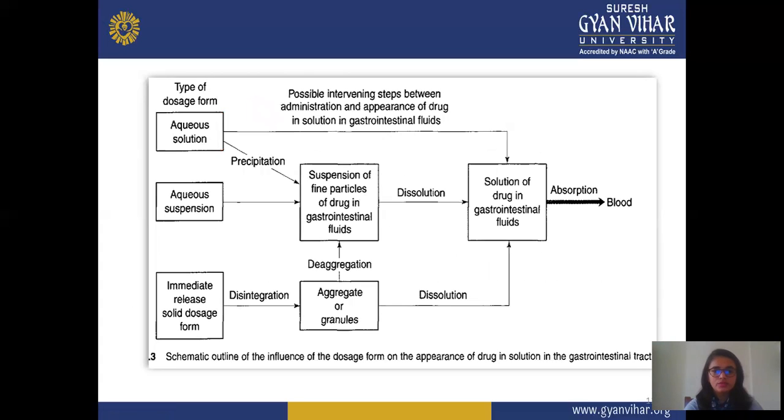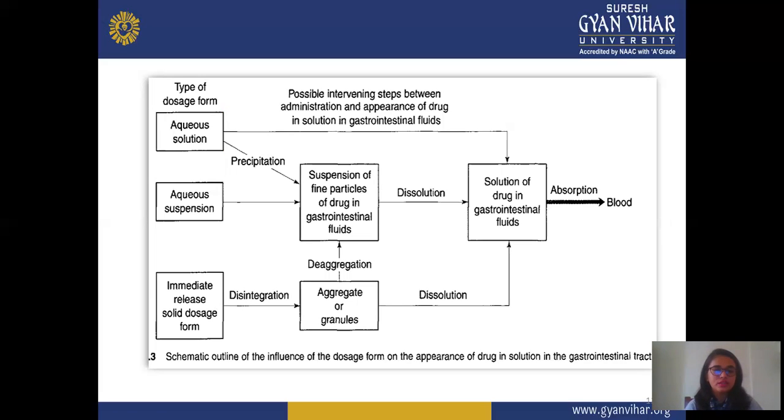Next is a flow chart. In this flow chart, you should know about the influence of dosage form on the appearance of the drug solution in the GI tract, and how it affects the GI tract. There is a dosage form in aqueous solution, where precipitation takes place, and lastly immediate release in solid dosage form, where disintegration takes place. Not only in aqueous solution and suspension is there precipitation, but in a solid dosage form disintegration takes place. For solution and suspension of fine particles of drug in GI fluid, it goes directly into the GI fluid because it is already in solution form. There is no need to disintegrate or break down the fine particles.